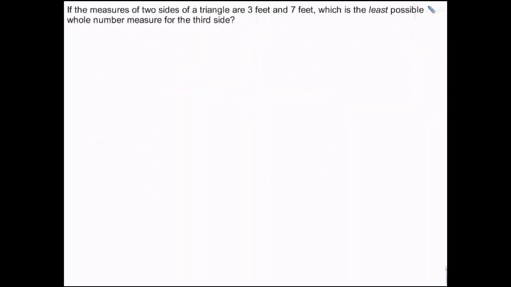In the next situation, we'll have two sides, and we want to find the range. Let's just get rid of that for a second. We'll just say, what are the possible whole number measures for the third side? So we're going to try to find the range. How many is it possible to be? So we have 3 problems to solve.